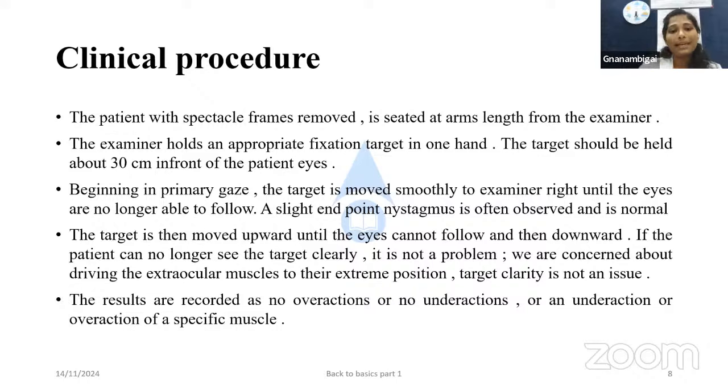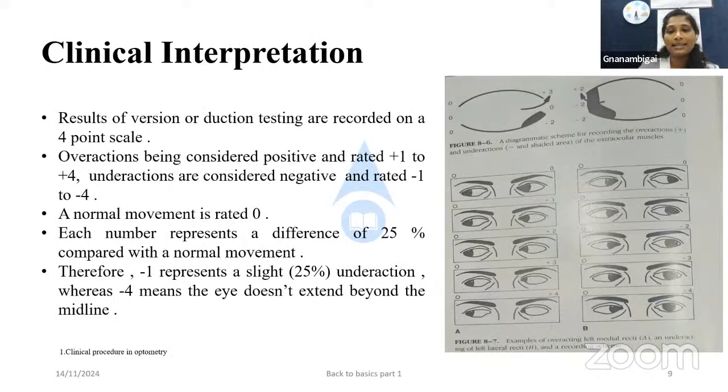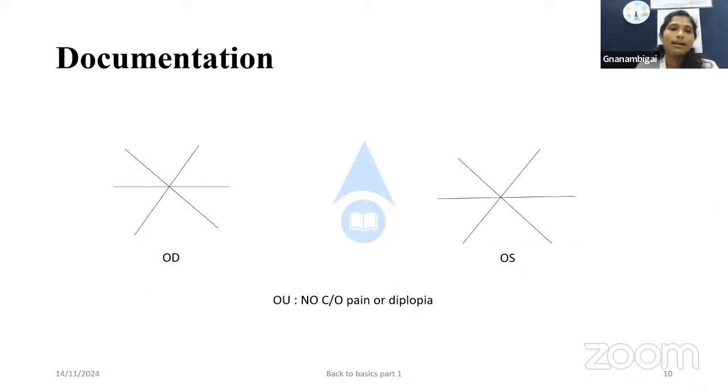Underaction and overaction of specific muscles, interpretation. Sorry, overaction is considered positive, from +1 to +4, and underaction is considered negative, rated from -1 to -4. Normal movement is rated as 0. -1 represents 25% underaction, whereas -4 refers to the eye not moving beyond the midline. Whereas +1 represents 25% overaction, and +4 means the eye overshoots markedly.